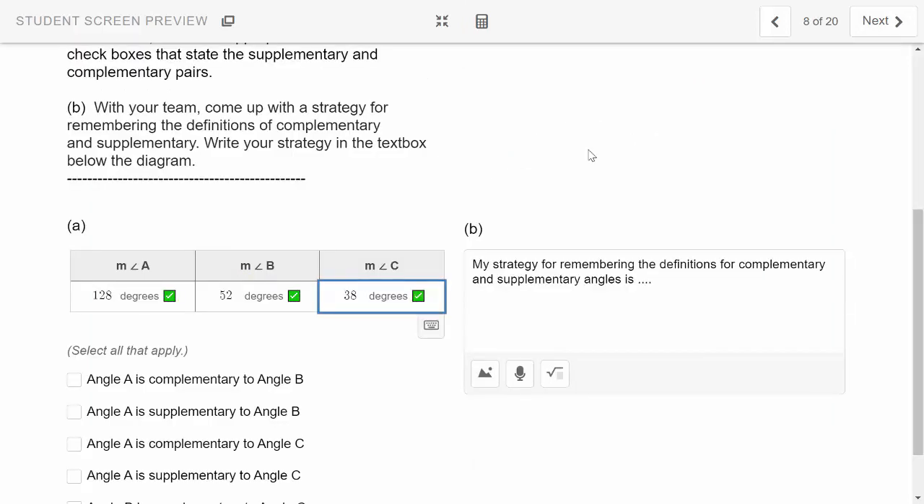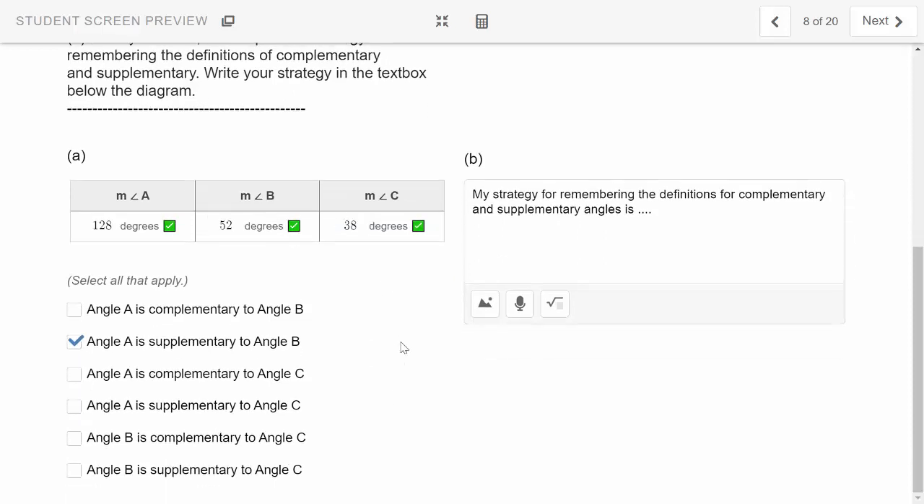All right, so after measuring my angles, I got 128, 52, and 38. If you got 127, this would be 53, and this would be 37. So when you look at these angles, angle A and B, they add up to 180. So I would say angle A is supplementary to B. B and C add up to 90. So I would say angle B and C are complementary. But then none of the other ones are true, because A can't be complementary to C. It's going to go over 90.